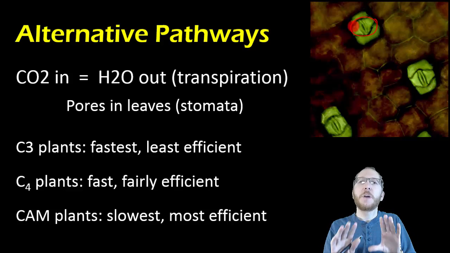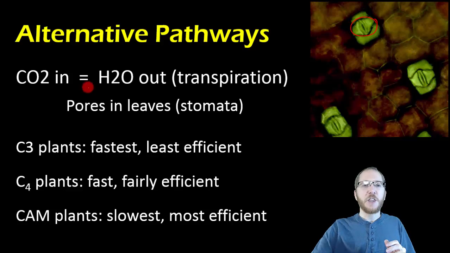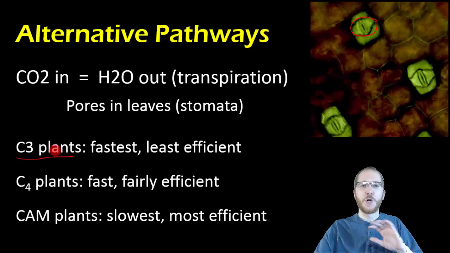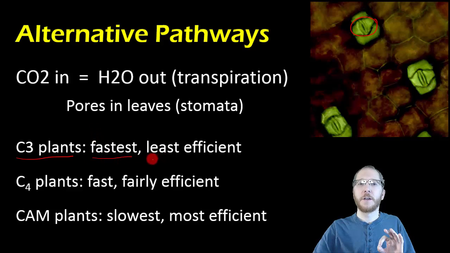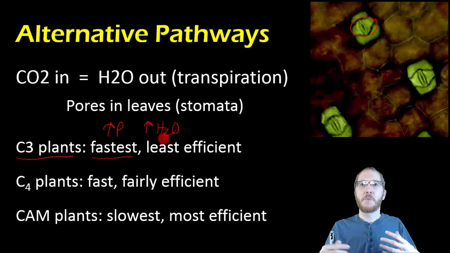And so there's 3 basic strategies that plants have taken based upon where they live. C3 plants is the default. This is just the normal Calvin cycle. These plants do photosynthesis the fastest. So they're the best at doing photosynthesis, but they're the least efficient at using water. So these do the most photosynthesis, I'll just use a P for that, but they also use the most water. So this is their main problem.